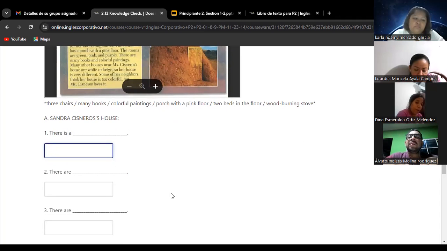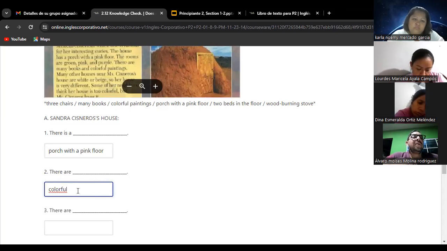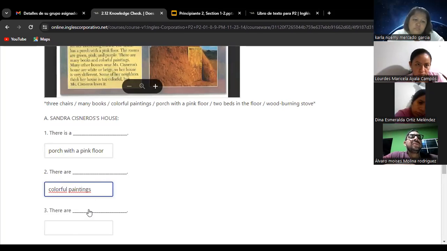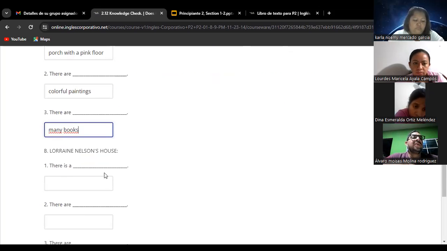Many books. There is a porch with a pink floor. Number two, there are colorful paintings. And there are many books.